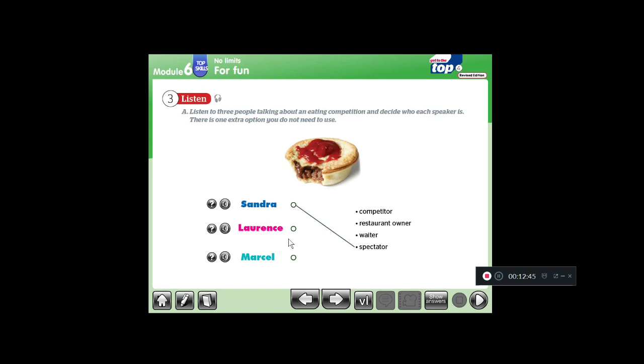Let's focus on Lawrence. What did Lawrence say? ¿Qué es lo que él mencionó? He said that he's in his 10th competition, está en su 10ª competencia. Okay, so we can say that he's a competitor. Marcel says something about his recipe. Nos dice algo acerca de su receta. Aparte de ello, también nos habla de que su restaurante va a aparecer en la tele. Muy bien, entonces we can say that he is the restaurant owner.